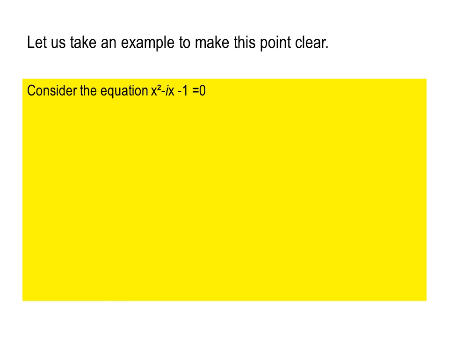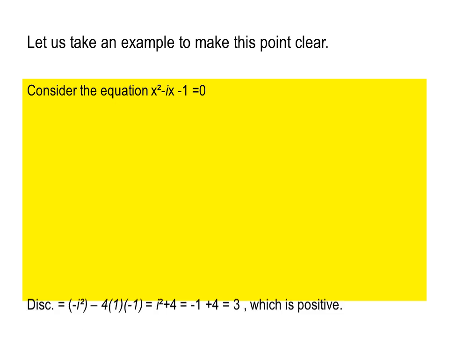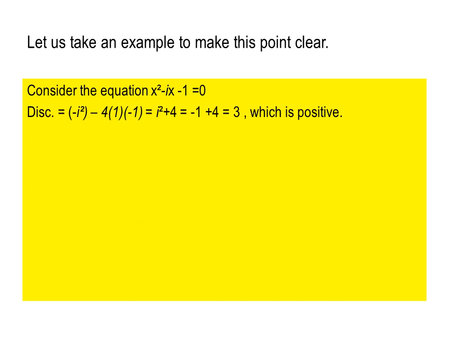Consider the equation x square minus iota x minus 1 is equal to 0. Here the discriminant will be minus iota whole square minus 4 into 1 into minus 1. This is from the formula b square minus 4ac, as I just told you. So the discriminant comes out to be iota square plus 4, and the iota square value is minus 1. So minus 1 plus 4 is equal to 3, which is positive.